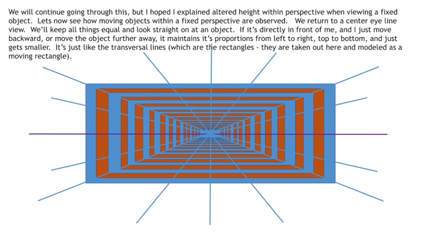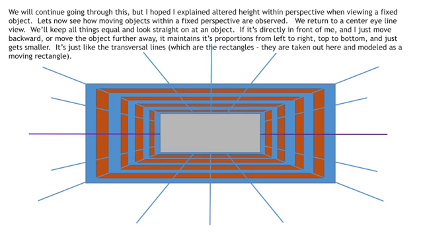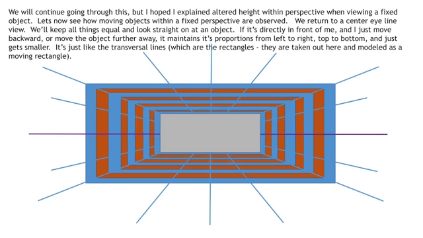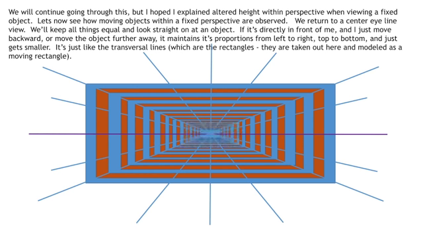It's just like if I put transversal lines, which are our rectangles, and I pulled them out, and they are taken out and just modeled as if they are moving rectangles. So you can kind of see the effect here. They're getting closer, getting closer, getting closer. They're all in proportion to one another. They're getting further, getting further, all in proportion.